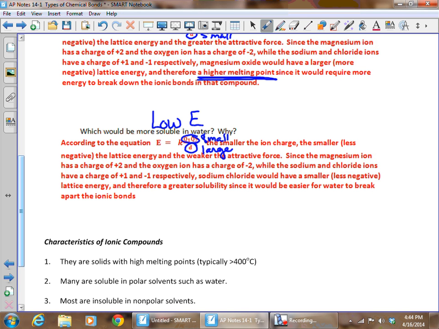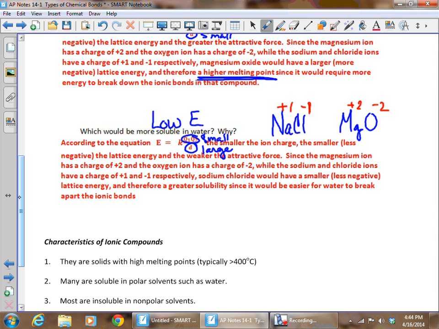The smaller the ion charge between the two ions that are being joined together in that crystal lattice, the smaller the lattice energy and the less strongly they're attracted. And look again up there. If you remember what we just wrote: sodium plus 1, chlorine minus 1, magnesium plus 2, oxygen minus 2.